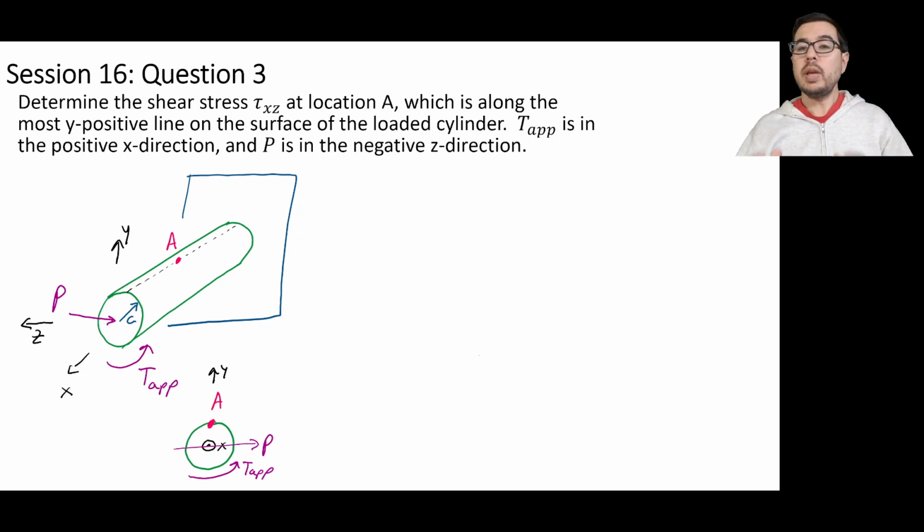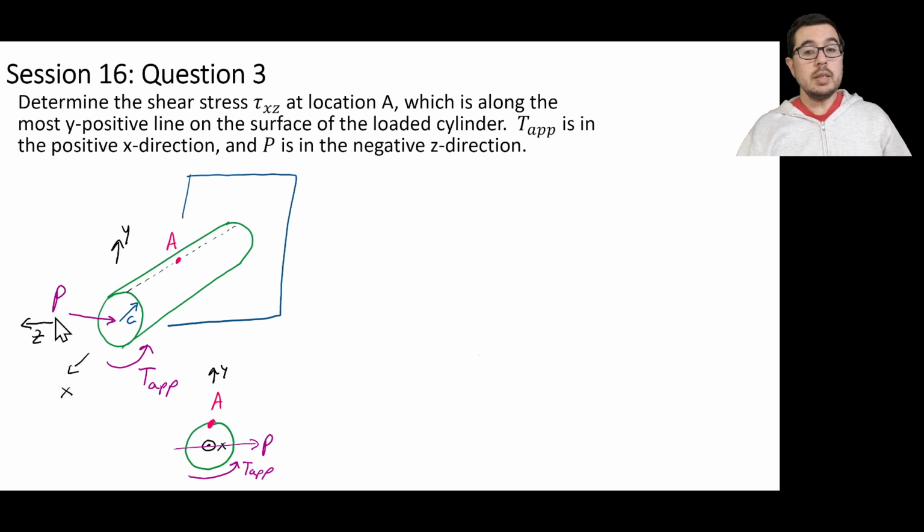In this problem, we have the opportunity to look at the effects of combined loads on a beam or a shaft. If you look here at this problem, what we have is this T applied, which is an applied torque about the x-axis, essentially treating the structure as a shaft or a rod that's being twisted.